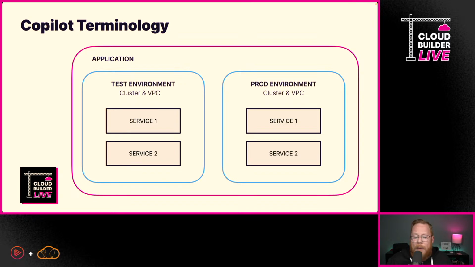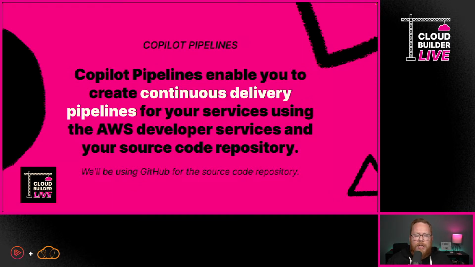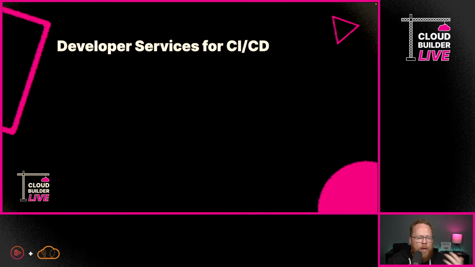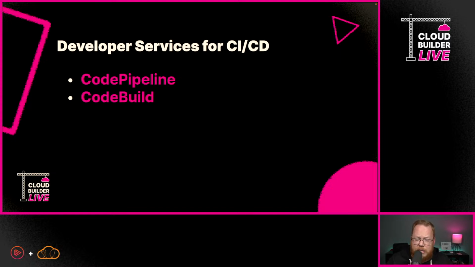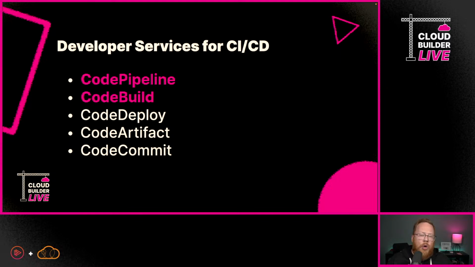Another feature of Copilot that's pretty cool is that you also can create continuous delivery pipelines for your services utilizing the AWS developer services along with your source code repository. Specifically, we'll be using GitHub here for the repository that we'll be integrating with, and I'll show you that in just a minute. And you might say, well, what are the developer services? Well, on AWS, we have services like CodePipeline and CodeBuild. We'll be using both of these in this episode. You'll see that get set up and running. But we also have other services, CodeDeploy, CodeArtifact, and CodeCommit.